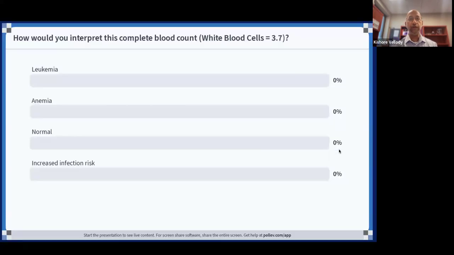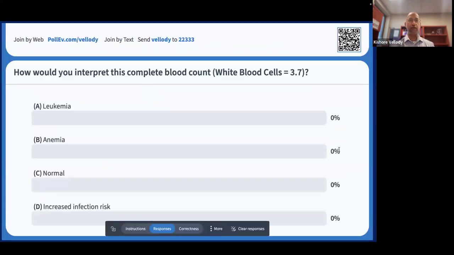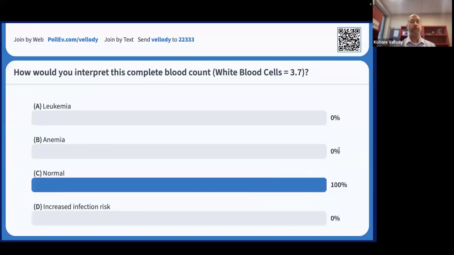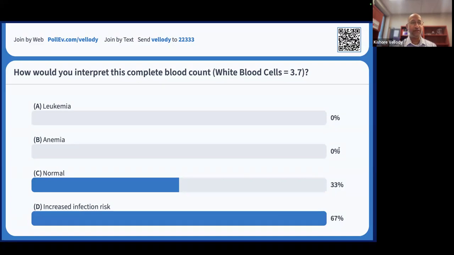And so here's your question that I'd like you to answer. Okay, so again, pull out your phones and start answering these questions, which would be, how would you interpret this white blood cell count of 3.7? And make your best guess. There's, like I said, no one's going to tell you if you were wrong or not wrong or whatever. So take a look at it.